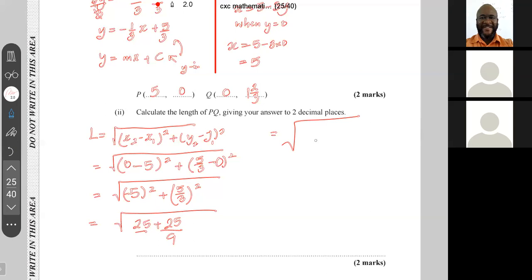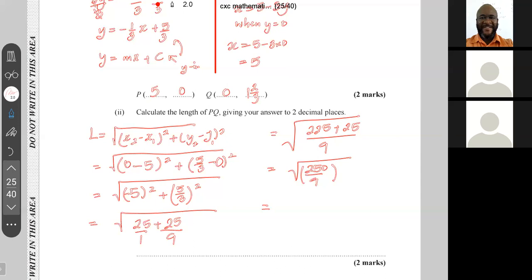The LCM is 9. 1 into 9 goes 9, 9 times 25 is 225. 9 into 9 is 1, 1 times 25 is 25. So this is the square root of 250 over 9. Put that in the calculator.